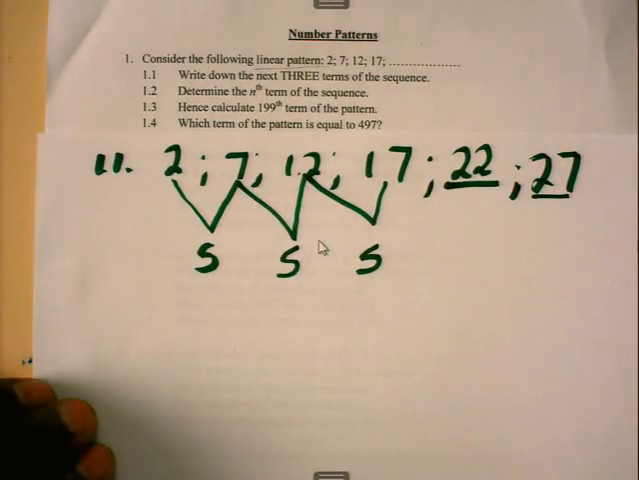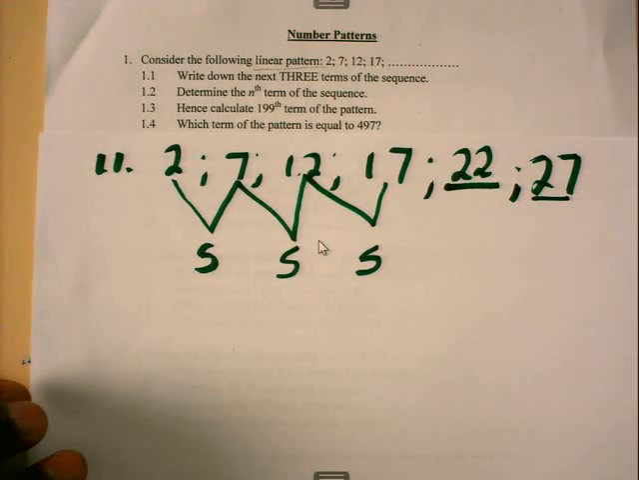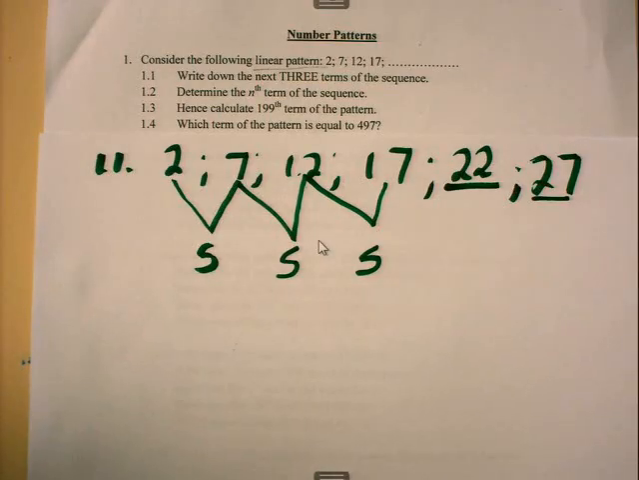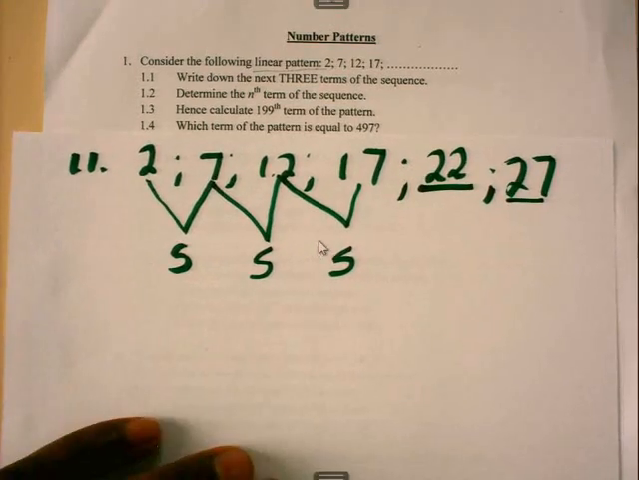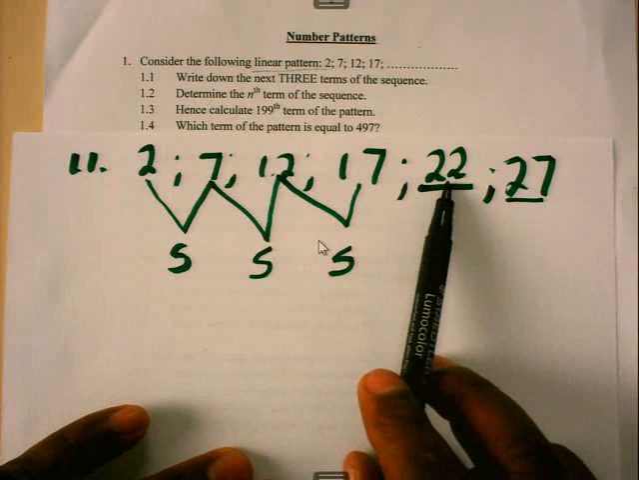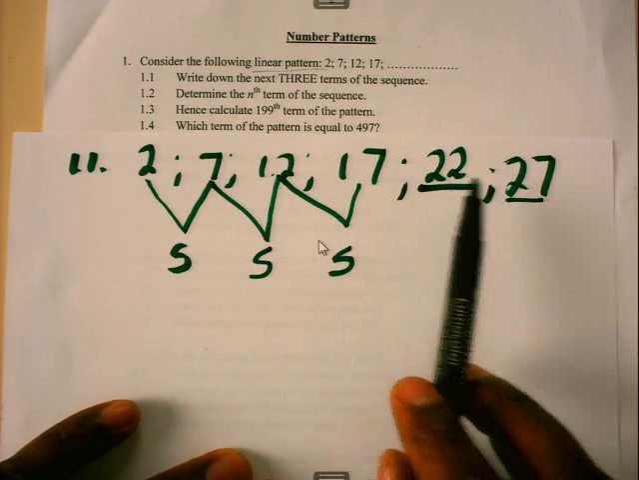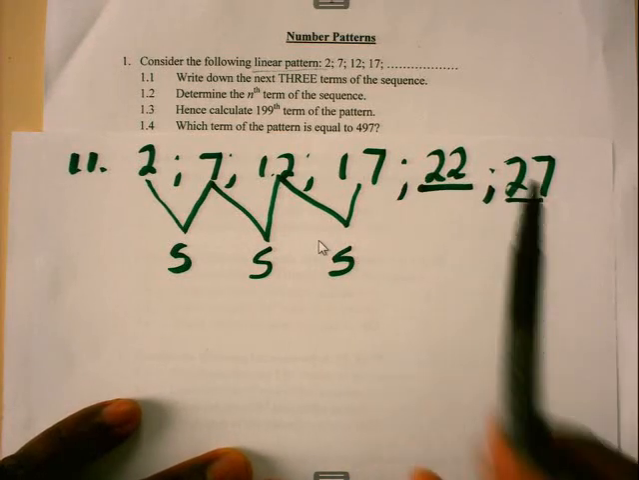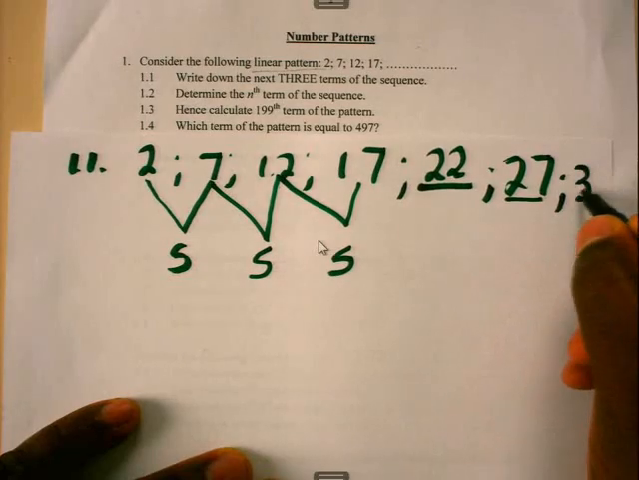If we answer the question, it states: write down the next 3 terms of the sequence. So how do we do that? We have realized that the common difference is 5, so we keep on adding the common difference. 17 plus 5 gives us 22. 22 plus 5 gives us 27. 27 plus 5 will then give us 32.